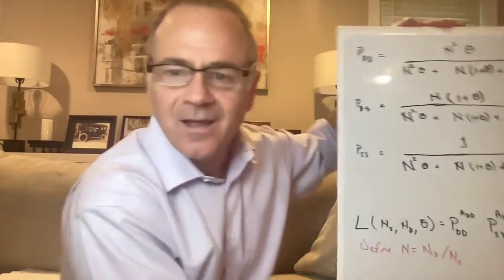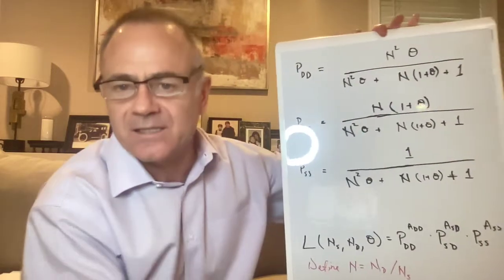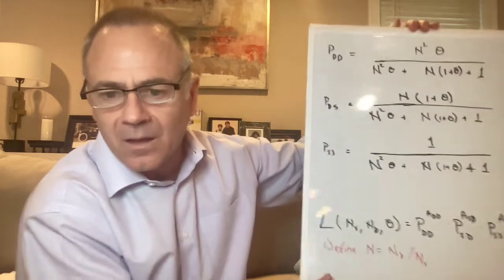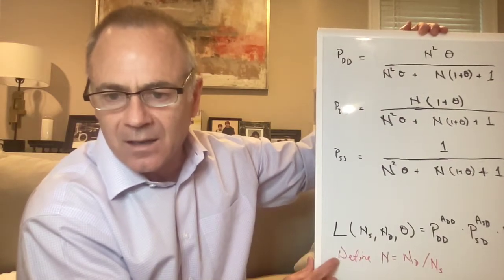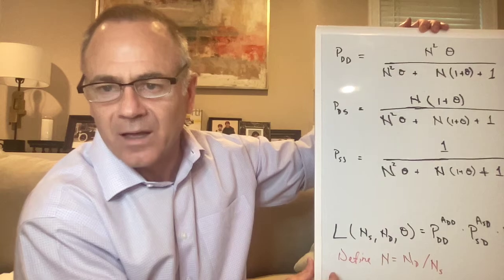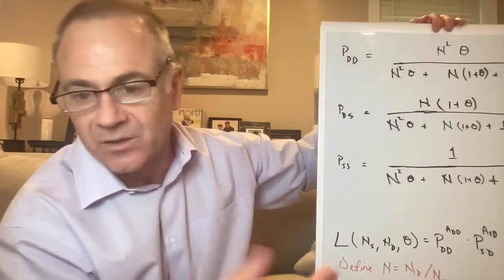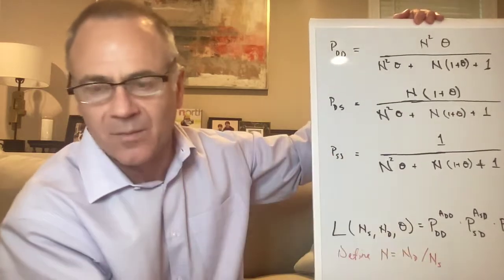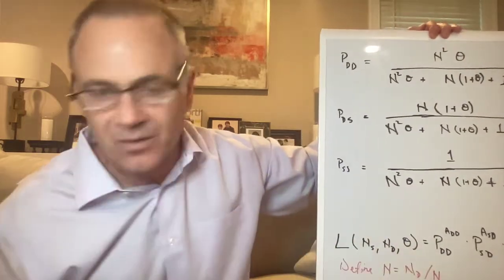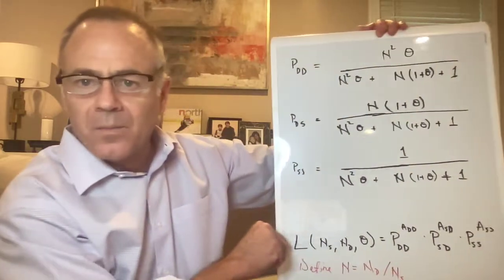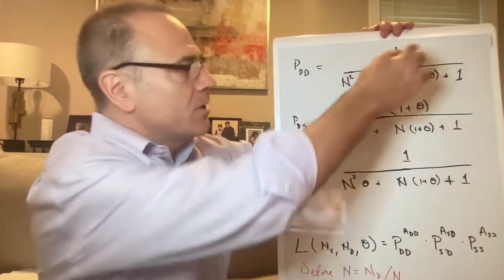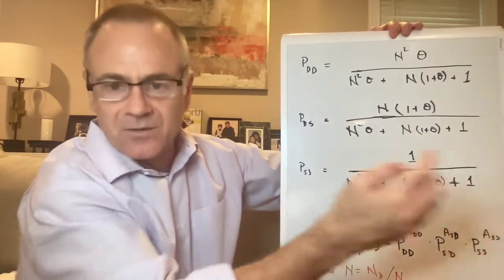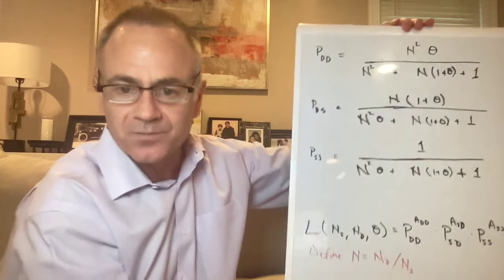Okay, all I've done is fill in the cases for NS and ND, using N equals ND divided by NS. So I can substitute, dividing by NS in several cases, numerator and denominator. And then you get this: P sub dd, N squared theta, divided by this term. PDS equals this term. PSS equals this term.